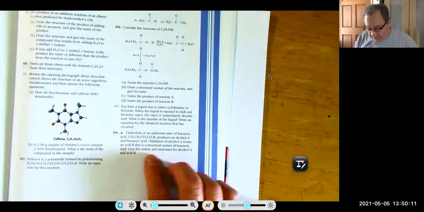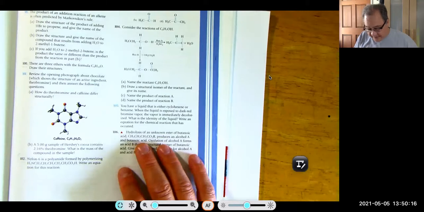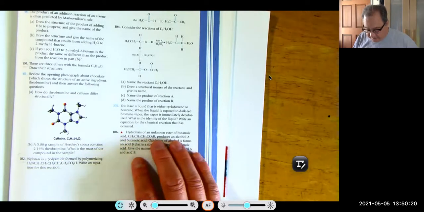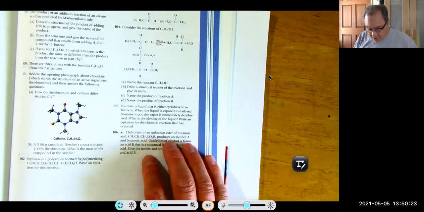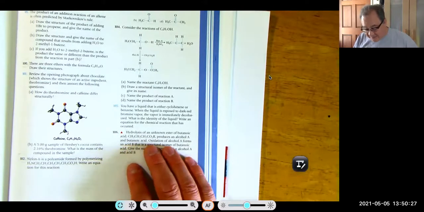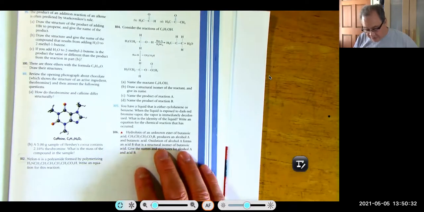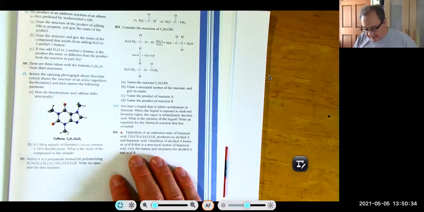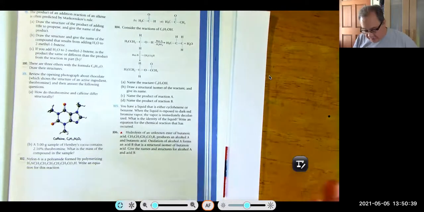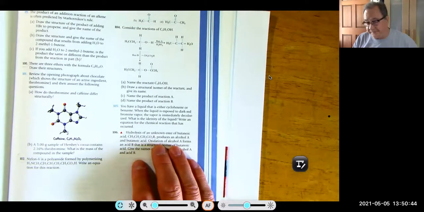Okay, hydrolysis of an unknown ester of butanoic acid, and here they have the butanoic acid, produces an alcohol A and butanoic acid. Oxidation of alcohol A forms an acid B that is the structural isomer of butanoic acid. Give the names and structures for alcohol A and acid B. Now, this is a problem you don't really need to know because we did not talk about oxidations of alcohols.